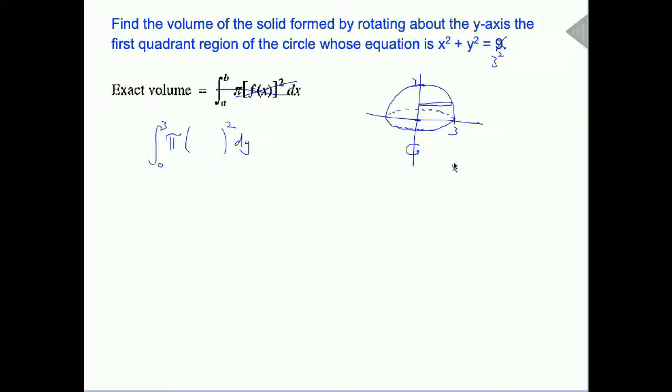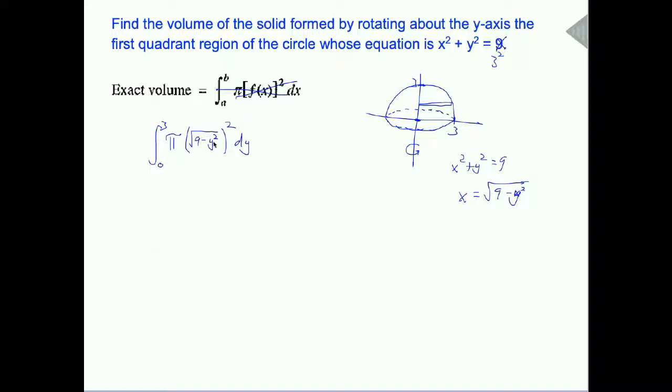So we have x squared plus y squared equals 9. Subtract y squared and take the square root of both sides, so we get the square root of 9 minus y squared. And we don't have to do plus or minus, we just want the positive part because we went over here. It's only in the first quadrant. And so this is our equation that we're working with. So we got the square root of 9 minus y squared.